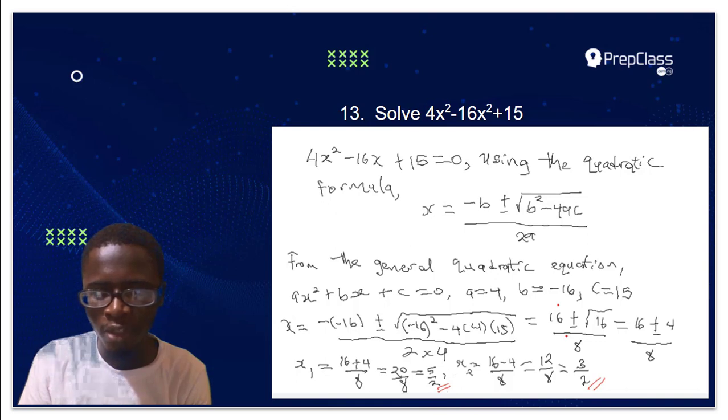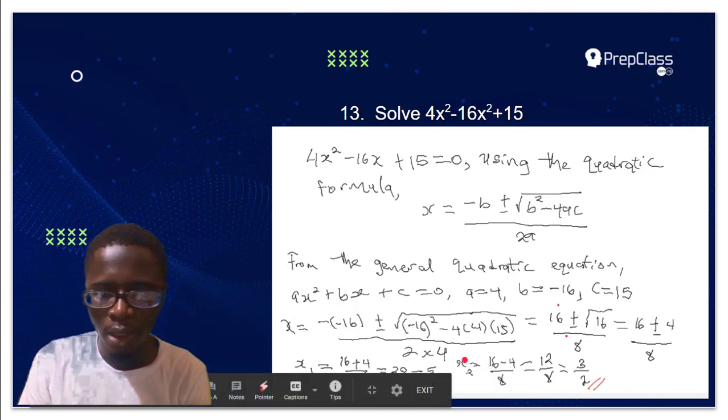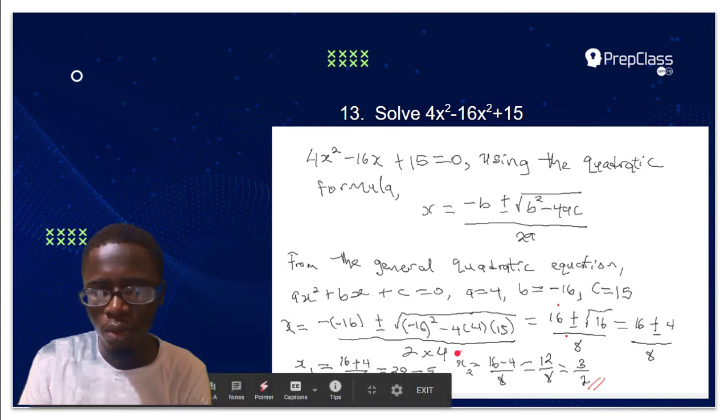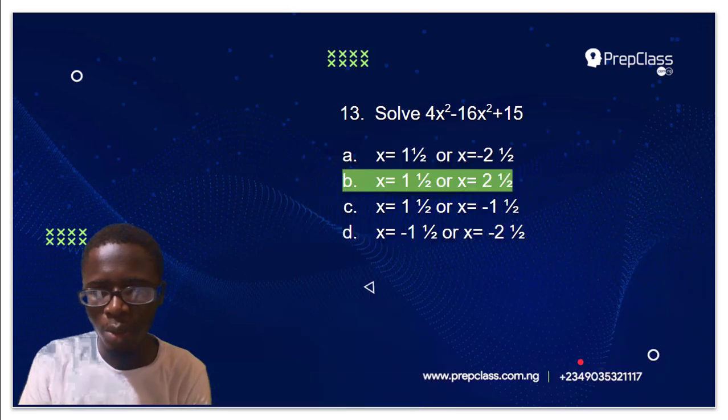So the values of x, or the roots of the quadratic equation, we're going to have are 5 over 2 and 3 over 2. And put 5 over 2 here, 3 over 2 here. And so this is supported by option B.